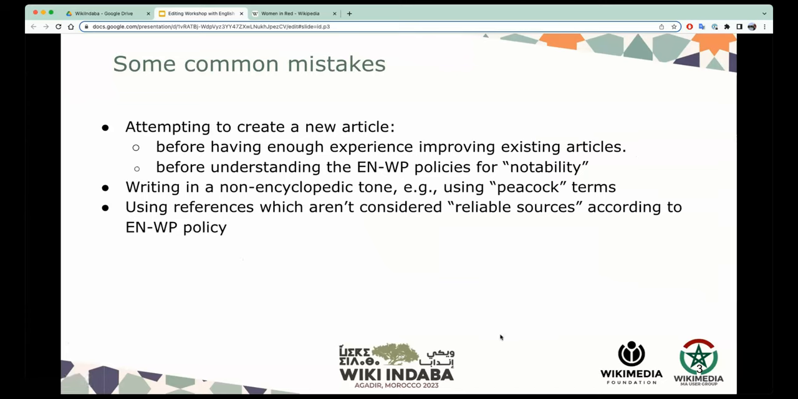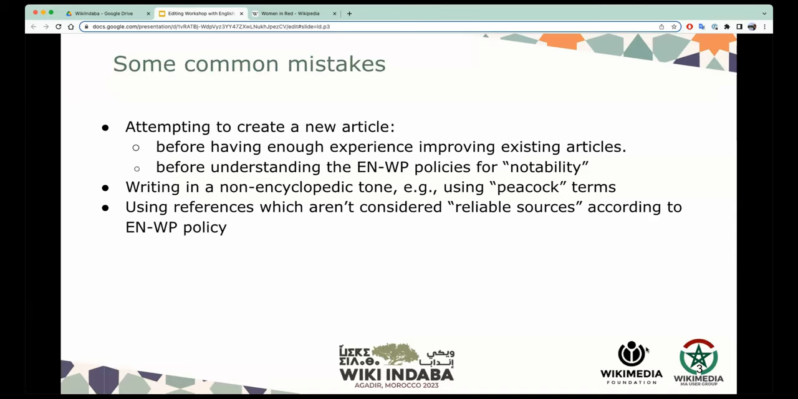Okay. Attempting to create a new article until you understand how to edit an article. It maybe sounds obvious, but really you should understand. And it's not just understanding something called a policy or notability or reliable sources. It's just really understanding how English Wikipedia works. There are similarities with other language Wikipedias, French, Arabic, and so forth, but there are some differences. So please don't start creating new articles until you understand how to improve an article, because those two tie themselves together.